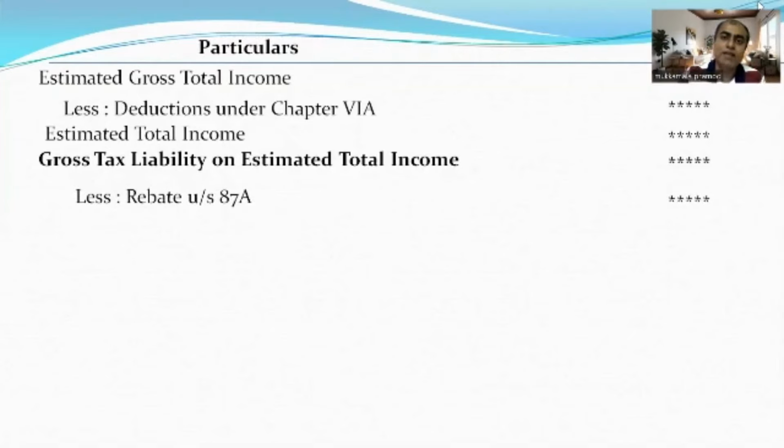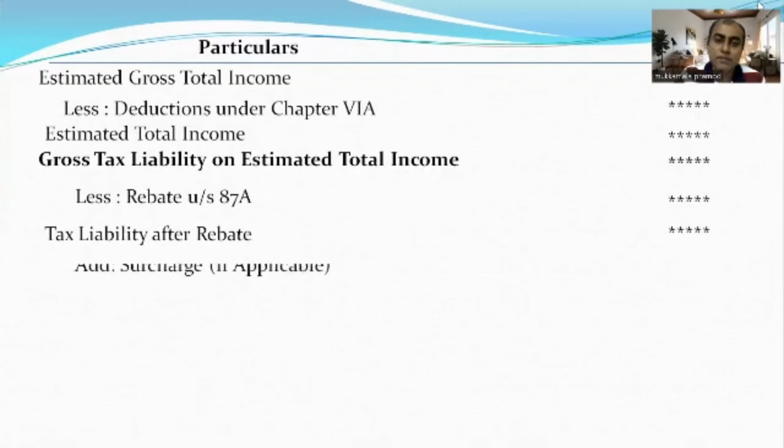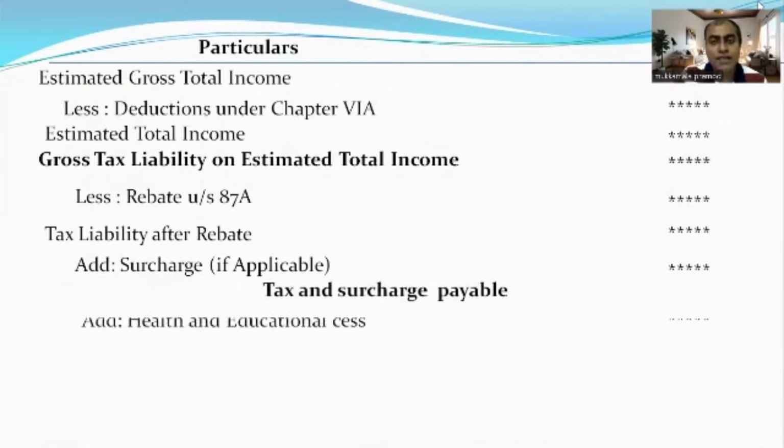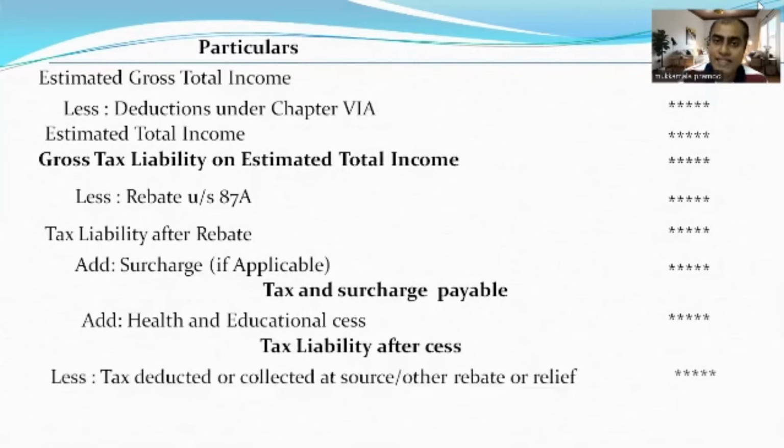Then if there was a rebate under 87A, that would be deducted from the gross total tax liability, and you arrive at the tax liability after the rebate. In the case of surcharge, that has to be added to it, which gives us the tax and surcharge we need to pay. If there was health and education cess, that also has to be added to that amount, and that would result in the total tax liability after the cess. And in case there was any TDS deducted, let's say you are already in September or December, you would definitely get these deductions already done.